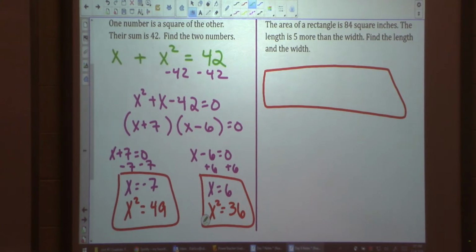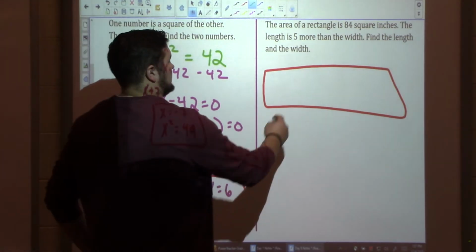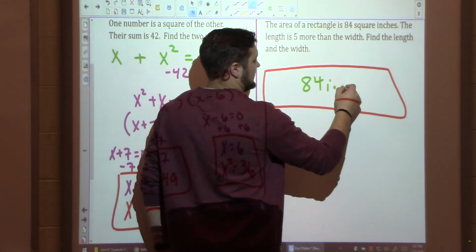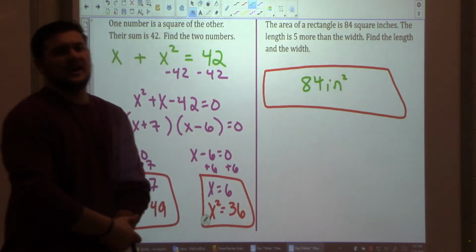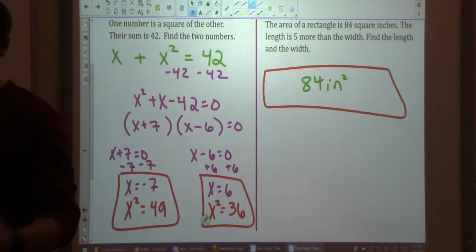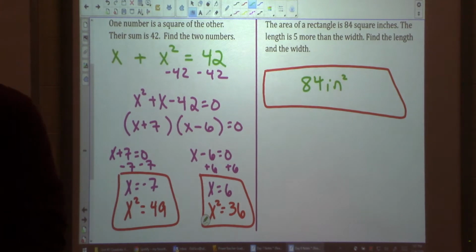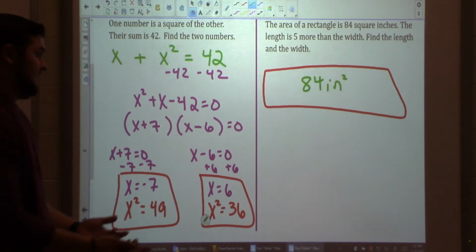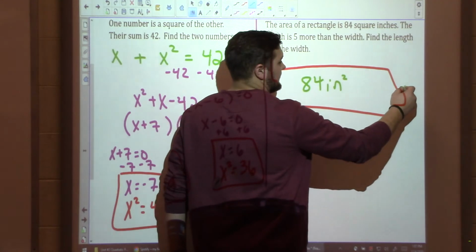So that area of that rectangle is 84 square inches. Okay? The length is 5 more than the width. Well, what are my length and width going to be then? X and x plus 5. Okay?